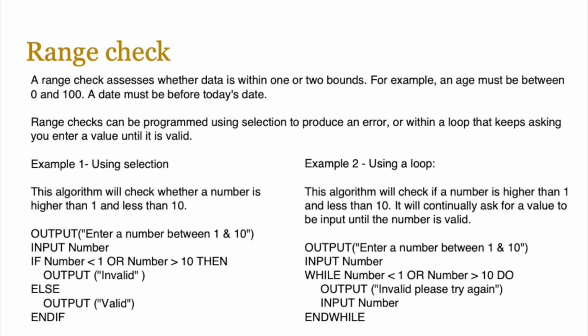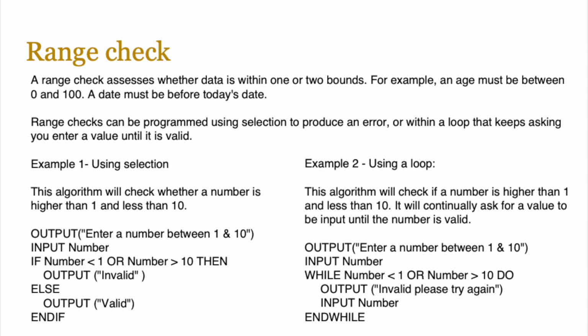Now on screen, you see two examples, one using selection. This will only check the data once, and the second one is using a loop, and this will keep on checking the data until the user enters the correct data. So we input a number in both cases, and using a selection, we check whether it's between 1 and 10. If it's not, for example, if it's less than 1 or greater than 10, we output invalid. Otherwise, we output valid.